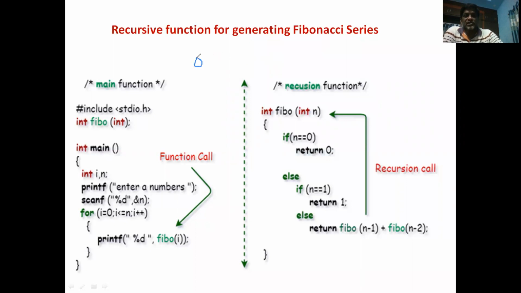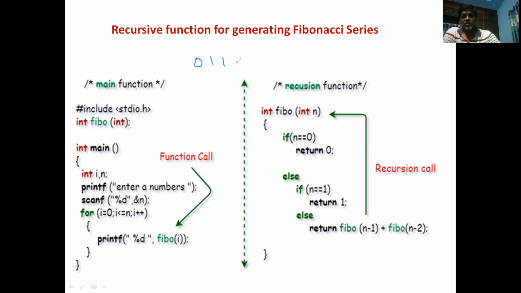The first value is 0, it is fixed, and the second value of the Fibonacci sequence is 1. These two are fixed. First two values are fixed. And from the third value onwards, the value is calculated as the sum of the previous two numbers. So what is the third value? It is 1 plus 0. That means the third value in the Fibonacci sequence is 1.